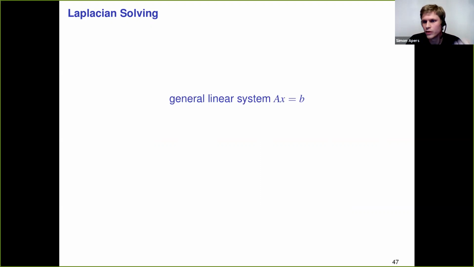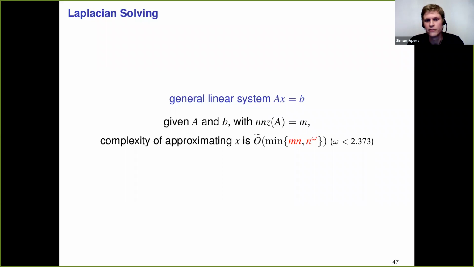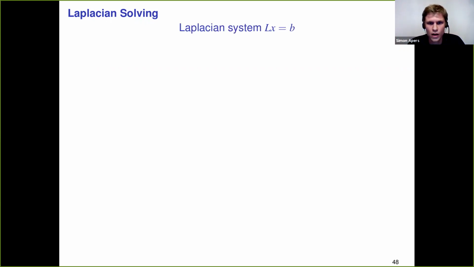Just some background. If you consider a general linear system, AX equals B, given A and B, and let's say that A has at most m non-zero entries, then the complexity of approximately solving this linear system scales as the min of m times n, which is nice for sparse graphs, or n to the power omega, where omega is the matrix multiplication coefficient. But like I mentioned before, for Laplacian systems, we can do better.